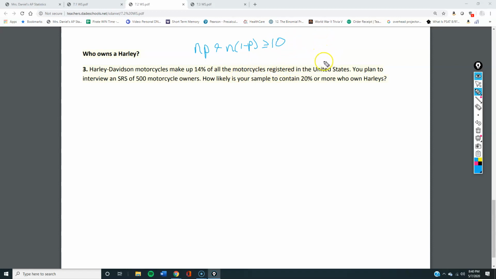So because this is normal, I can do normalcdf again. I'm going to do normalcdf for 20% or more. So I'm going to go from 0.2 to 1. You could do 999999999, but I'm just going to put 1 because it makes sense in my brain. The mean is 0.14. I should say the true proportion is 0.14.